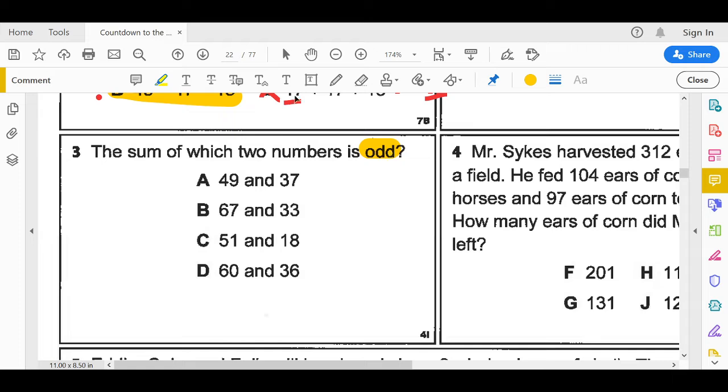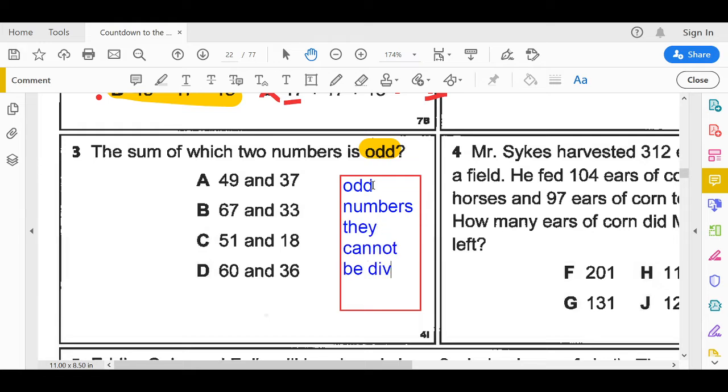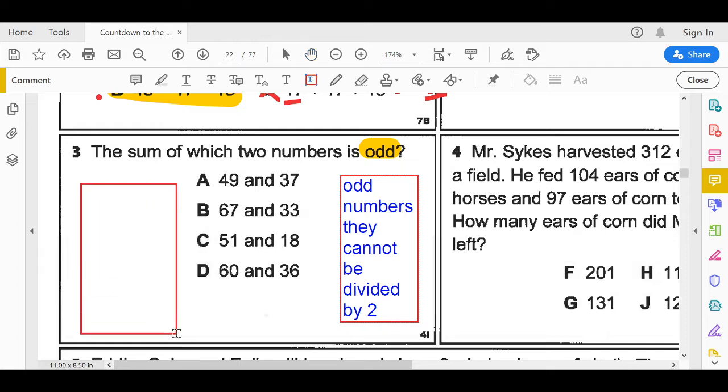Okay, so let's remember that, and I'm going to type it right here. Odd numbers. Odd numbers mean that they cannot be divided by 2. It means I cannot divide the number by 2. And the opposite to odd numbers is even numbers. And an even number is basically the opposite. They can be divided by 2.